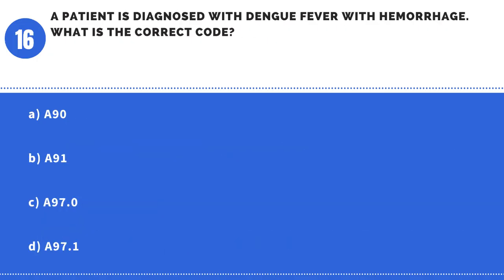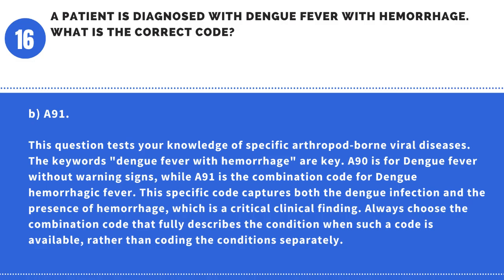Question 16. A patient is diagnosed with dengue fever with hemorrhage. What is the correct code? A. A90. B. A91. C. A97.0. D. A97.1. Answer B. A91.